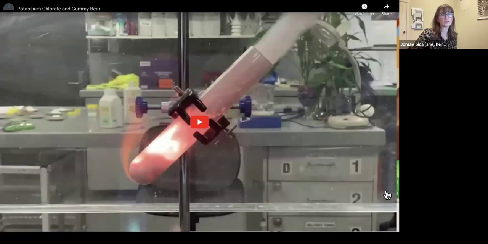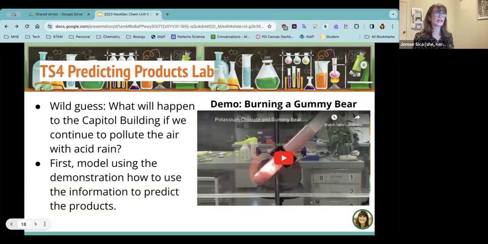Now, it's a little worrisome to me that on this video the test tube is sliding down as the reaction is happening. I do say that if you have a fume hood, you should definitely do this demonstration in a fume hood.